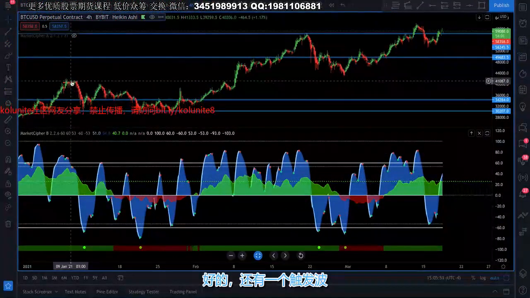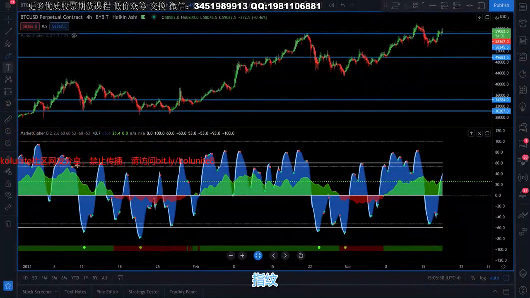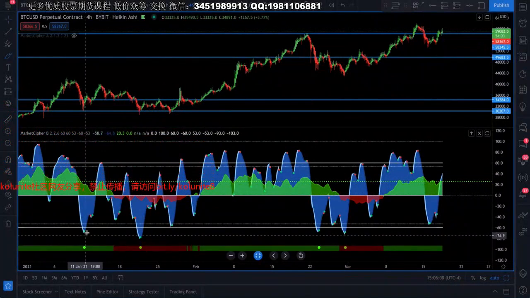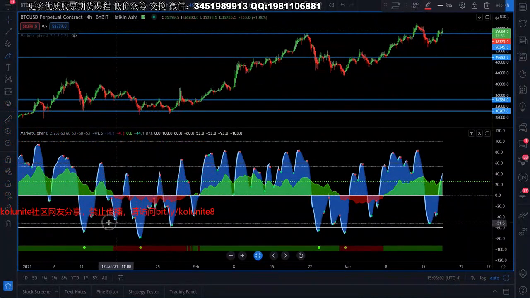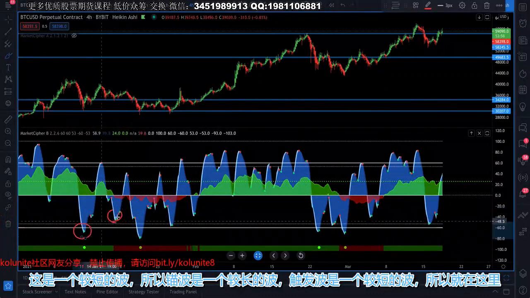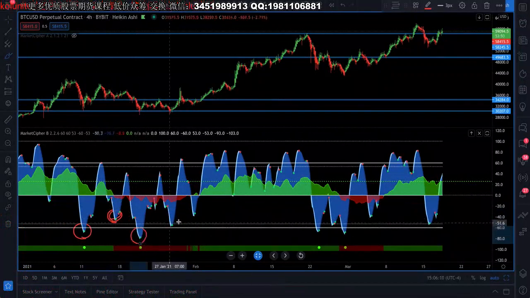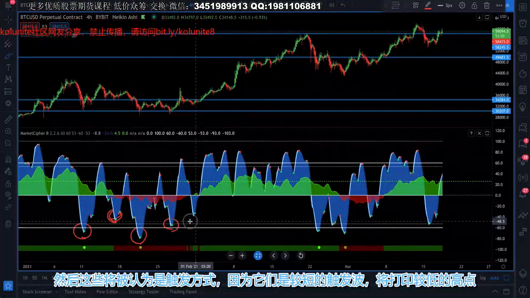Okay, and a trigger wave generally is a wave that prints like it's a shorter wave. So an anchor wave is a longer wave and a trigger wave would be a shorter wave. So right here, this is an anchor wave, and then these would be considered trigger waves because they're shorter.